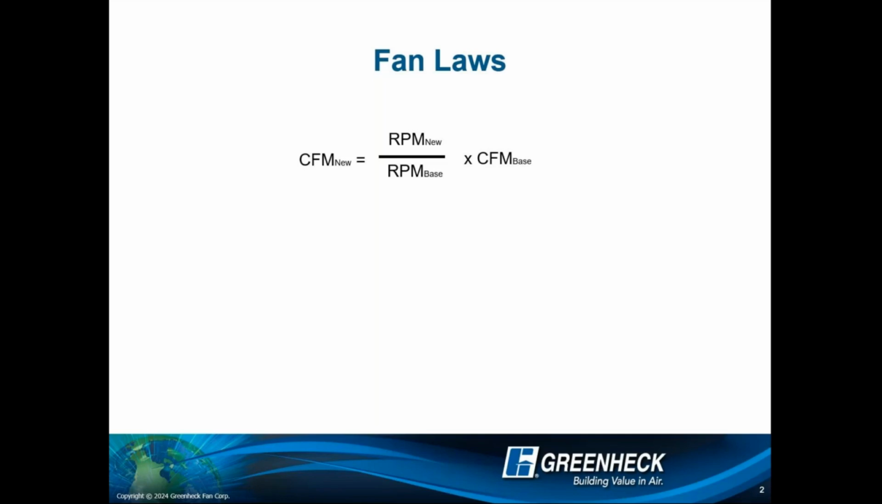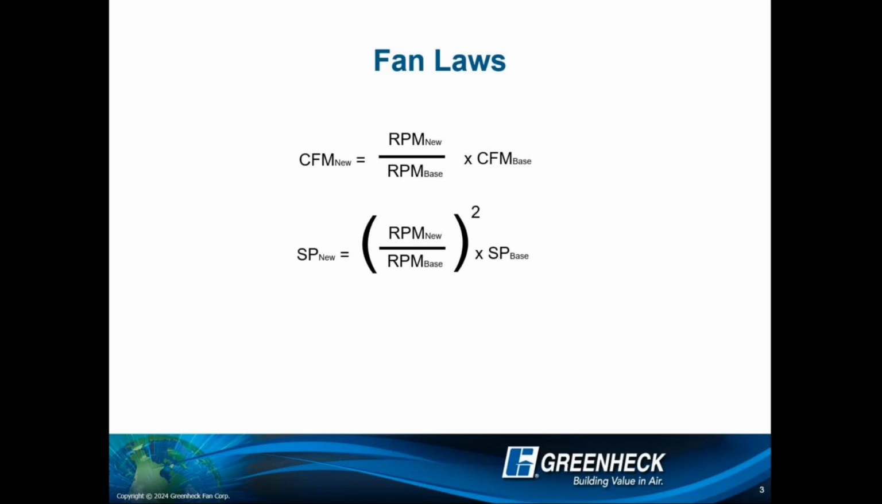So let's start here. The first fan law, I call this the fun fan law. Everybody loves this one. All it tells me here is that as I change RPM, my CFM is going to change 1 to 1, right? So if I need 10% more air, I simply need 10% more RPM. Makes everybody happy.